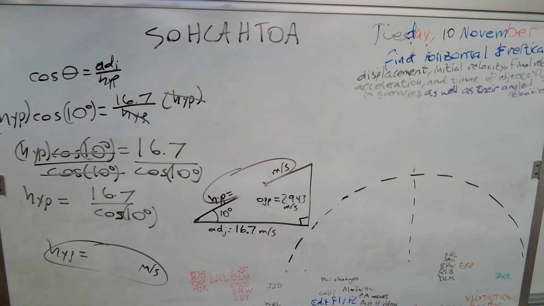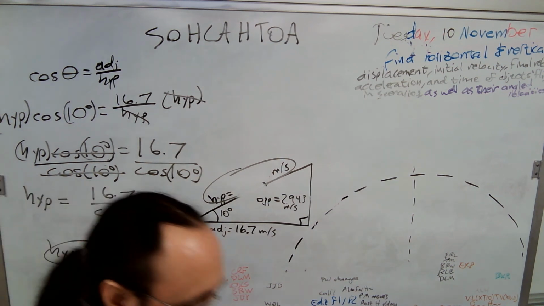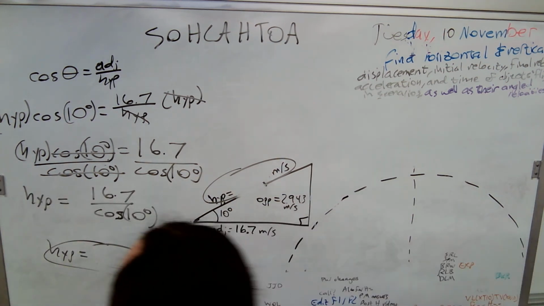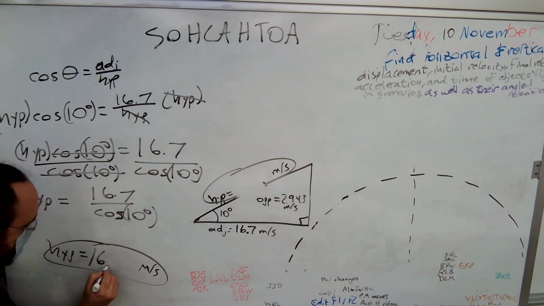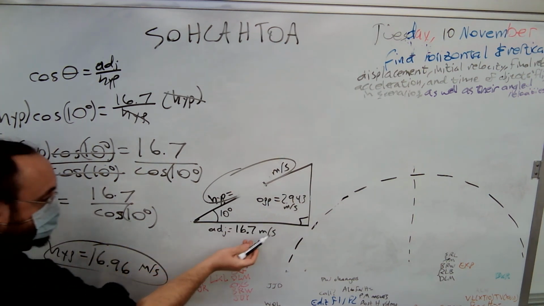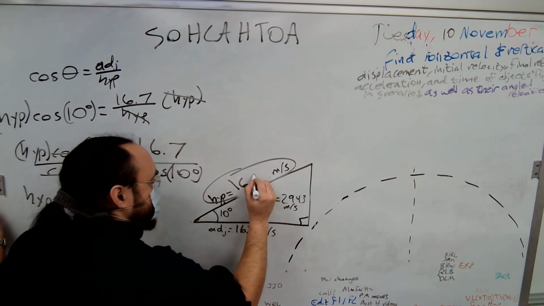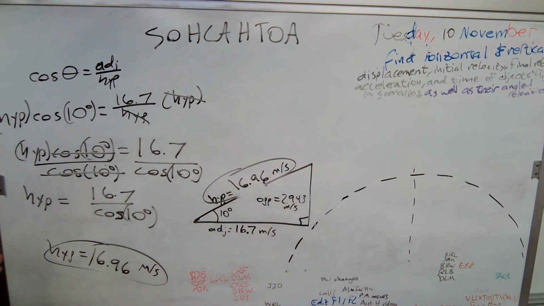And if I do that in the calculator, I got 16.96. And because these two sides are meters per second, this side has to be meters per second too. So I put meters per second. And there you go. That's what it's asking you to do.